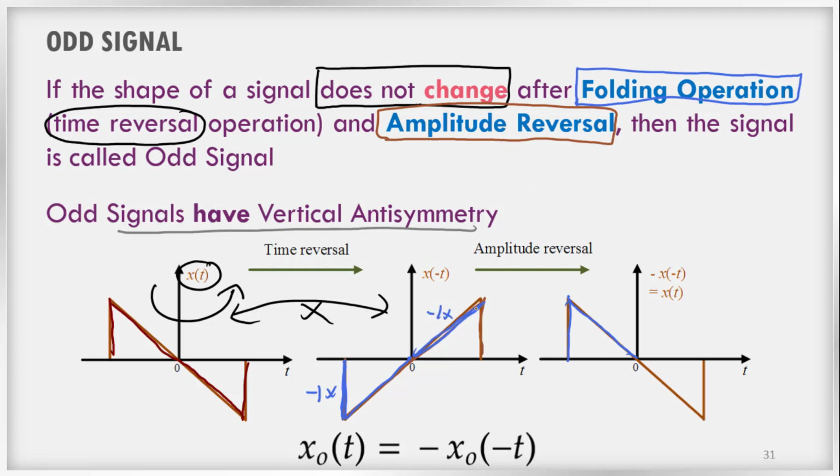So what happened? Already it is positive. Since I am multiplying with -1, it will go to negative. The same will happen here also. This part also I will multiply with the -1. Since it is positive, it will go downwards and it will be like this.